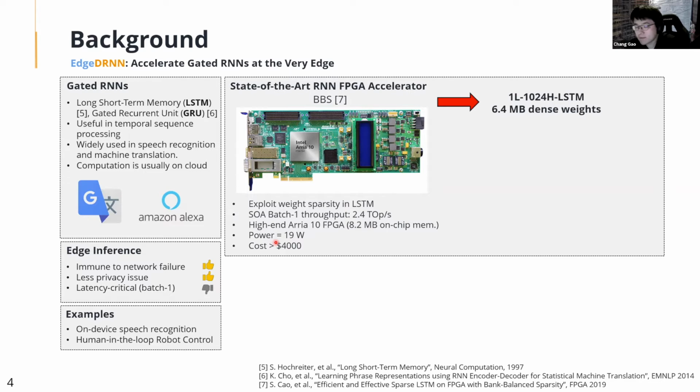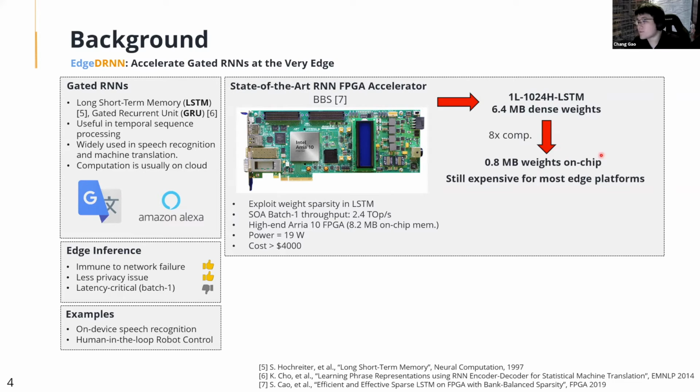So let's look at how they actually achieve running a big network on the big FPGA. What they did is train a network with one layer of 1024 LSTM neurons. So the layer has 6.4 megabytes of dense weights. And they compress that weight by 8 times using pruning, and that ends up with 0.8 megabytes of weights on chip.